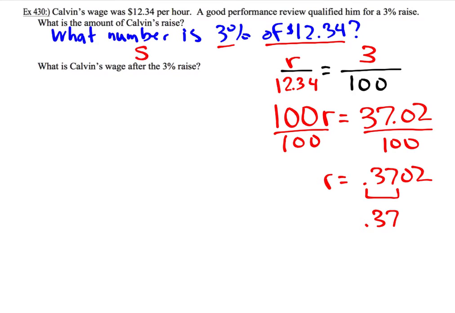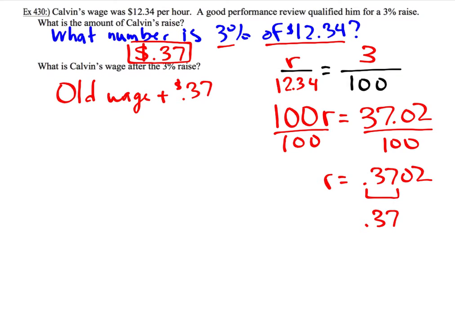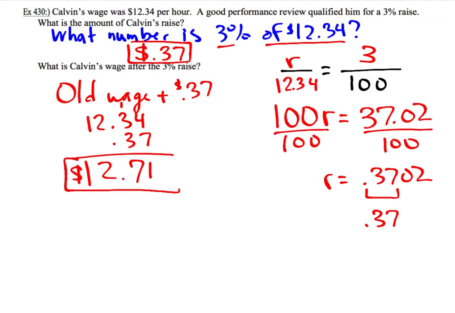So, how much is his raise? 37 cents. What is Calvin's wage after the 3% raise? So we need to take his old wage and add 37 cents. So we're going to take 1234 and add 37, and this gives us $12.71. So after his raise, he's now making $12.71.